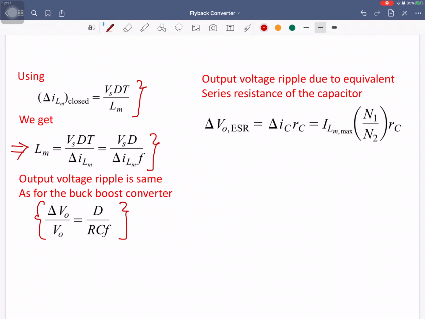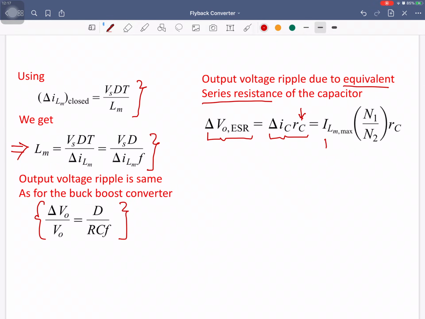The output voltage ripple due to equivalent series resistance of the capacitor can be calculated by multiplying delta IC with RC, where RC is the equivalent series resistance of your capacitor, and delta I is the current change through that one. So that will give you the voltage change because of equivalent series resistance across the load.